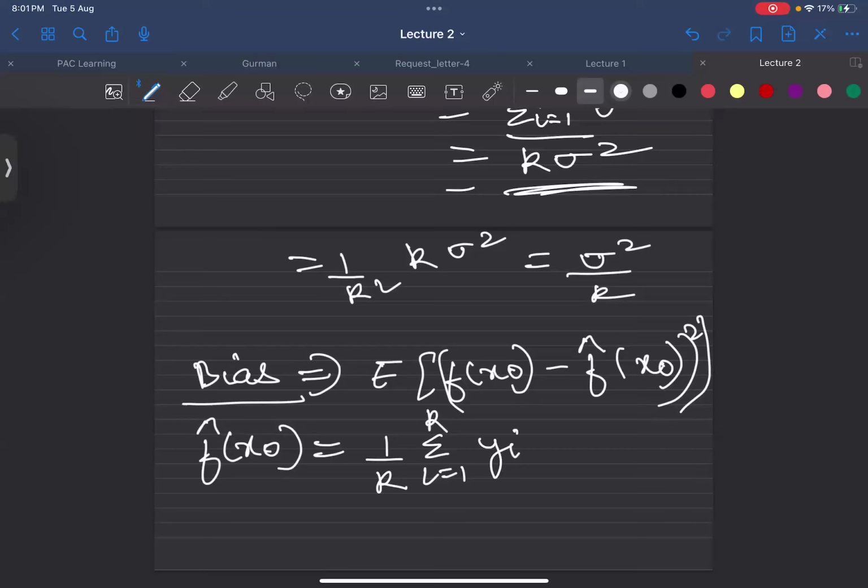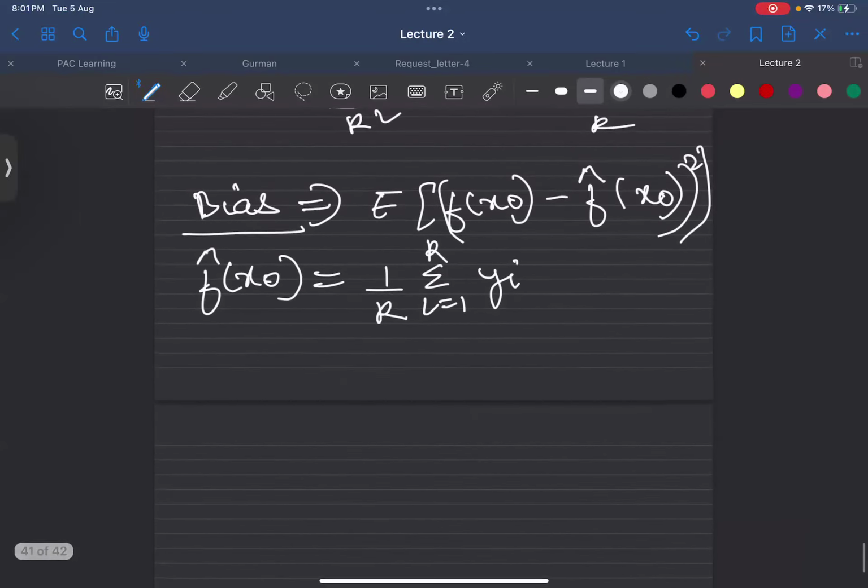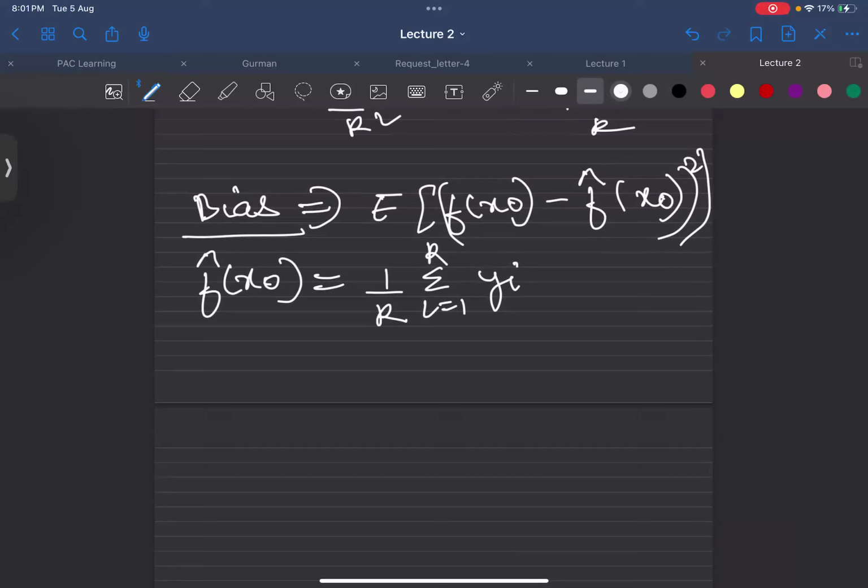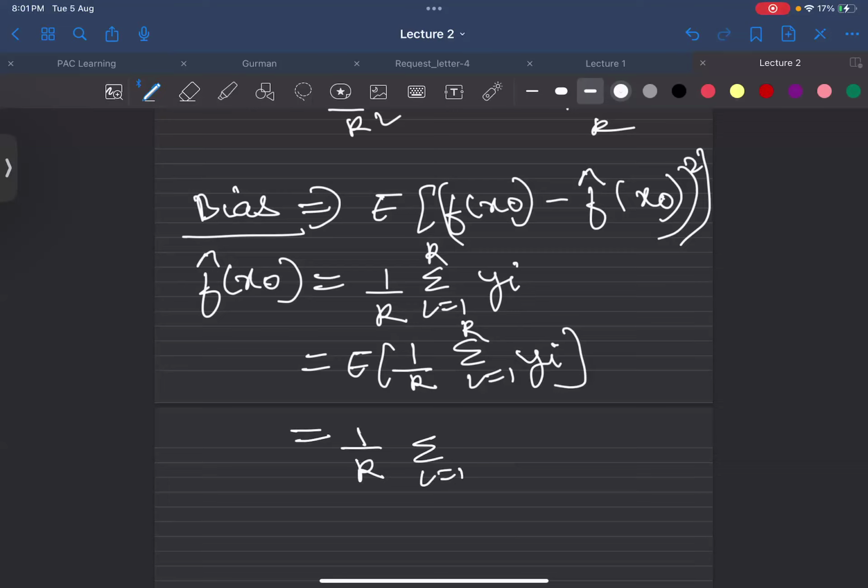Am I correct? What is the predicted value, taking the average of the nearest ones? Correct? K nearest ones. Should we proceed? Yes, ma'am. Taking the expectation. It's constant only. That's why I'm bringing the constant outside the expectation.